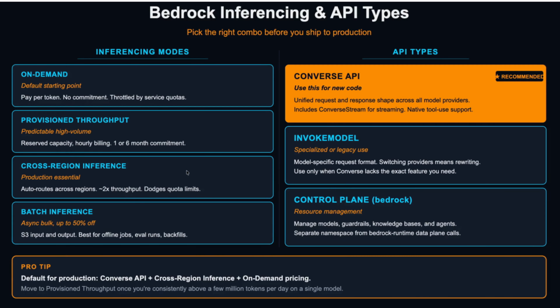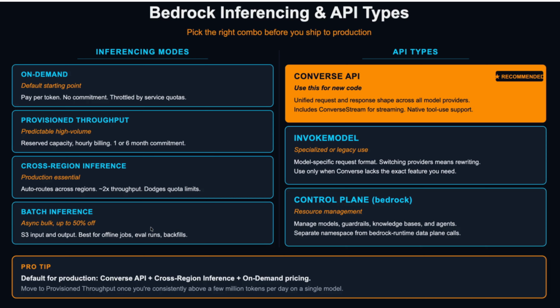Then you can use cross-region inference when it's essential. Let's say it can auto-route across regions, so it gives you the highest throughput and it dodges the quota limits, because majorly the quota limits are per region. You also have batch inference, which is mostly the async mode. And it also gives you some more benefits. So you have S3 input and output. It's best for offline jobs, evals runs, and backfills.